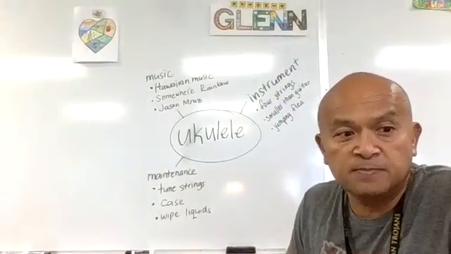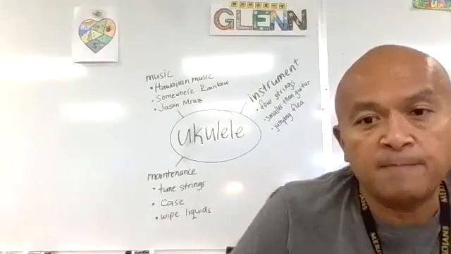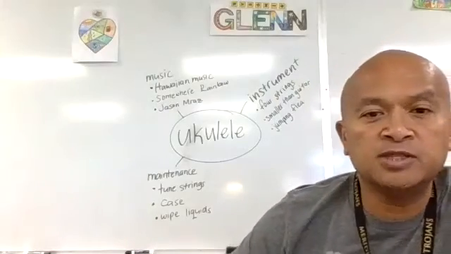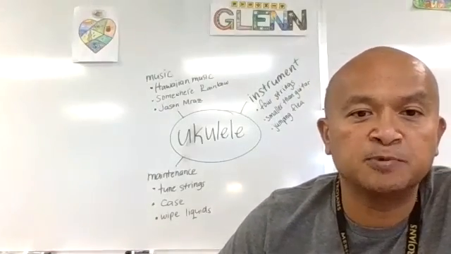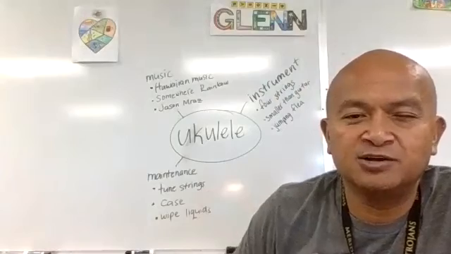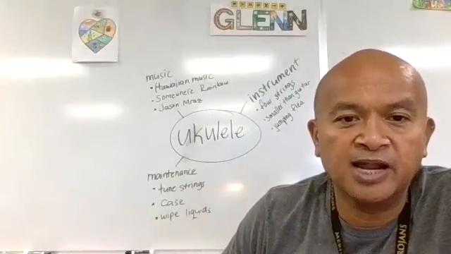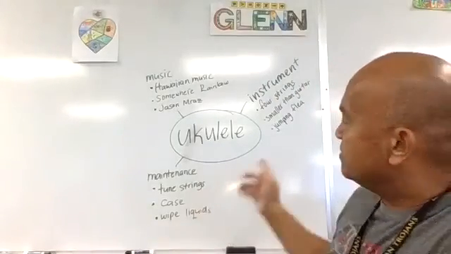So you can use this method when you're working with your heart map and you want to write about something that you know a lot about, that you're an expert on. I'm not saying I'm necessarily a big expert on the ukulele, but I do know enough about it that I can write an informational piece on it.